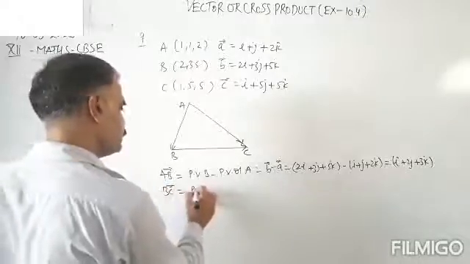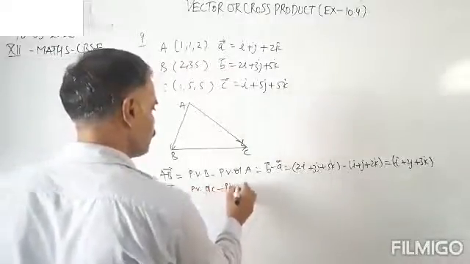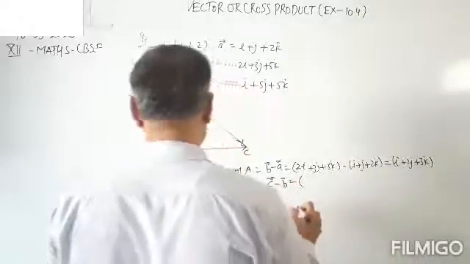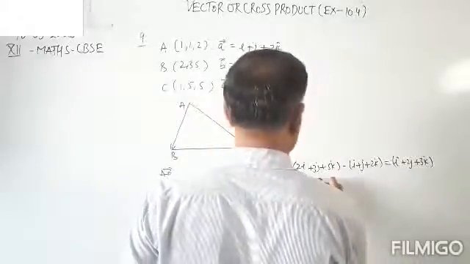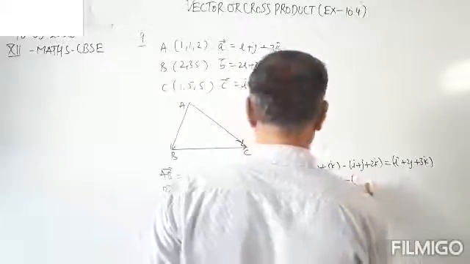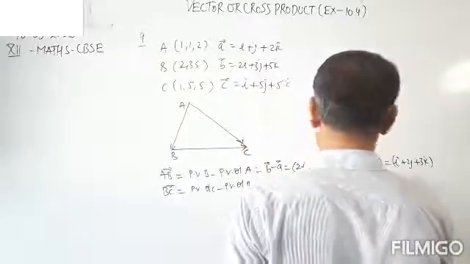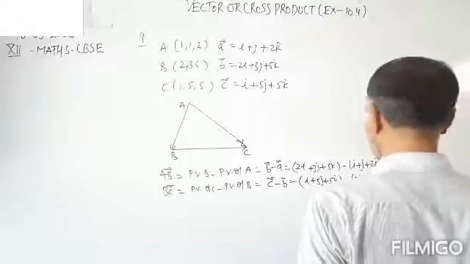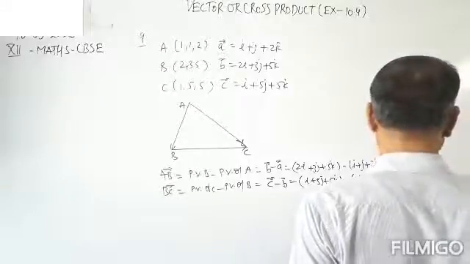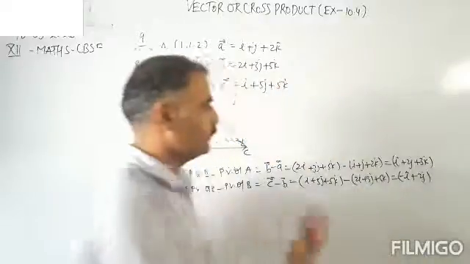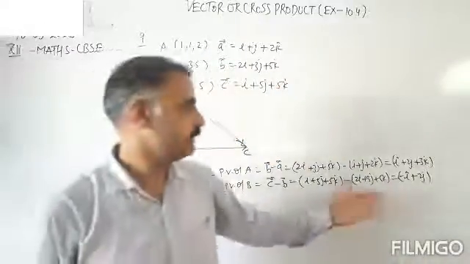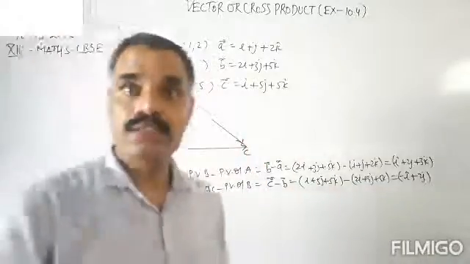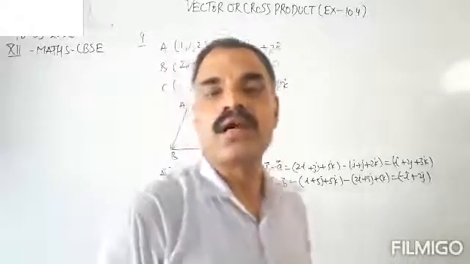BC vector equals position vector of C minus position vector of B. C vector minus B vector, that is i cap plus 5j cap plus 5k cap minus 2i cap plus 3j cap plus 5k cap, equals i minus 2i, that is minus i cap, and 5j minus 3j, that is 2j cap. And the component of k cap is 0. Now this is AB vector and BC vector, the adjacent sides of the given triangle.